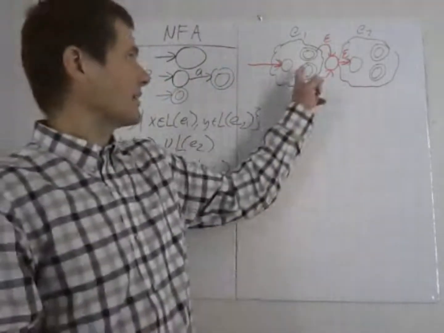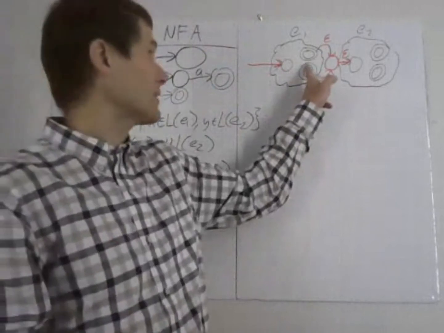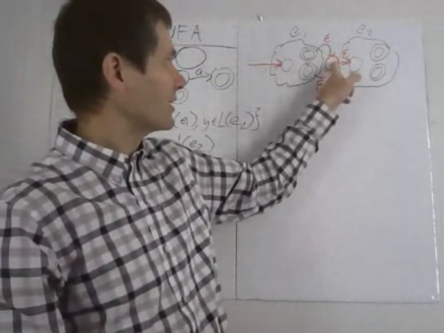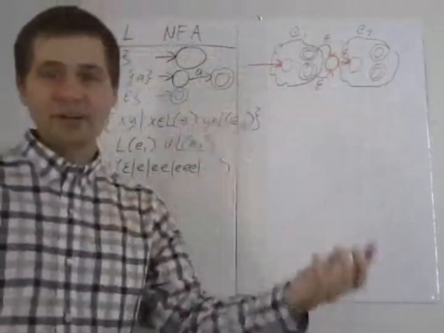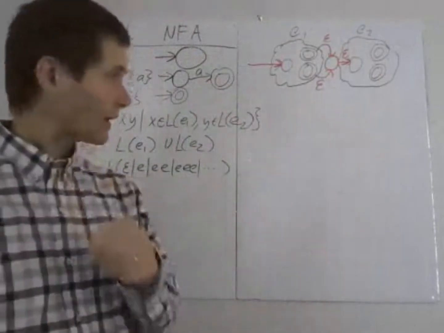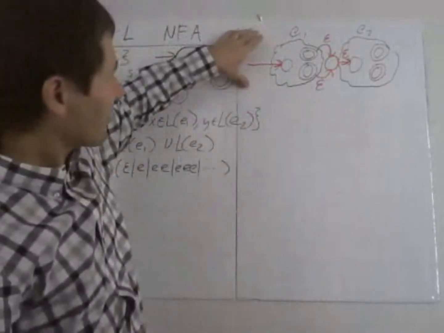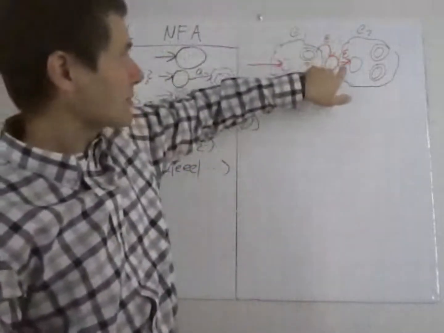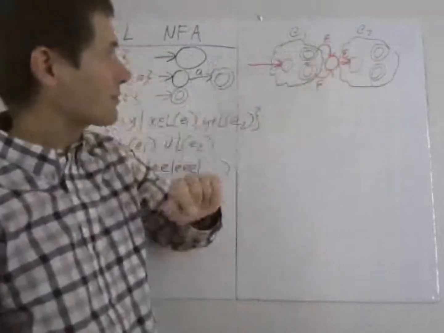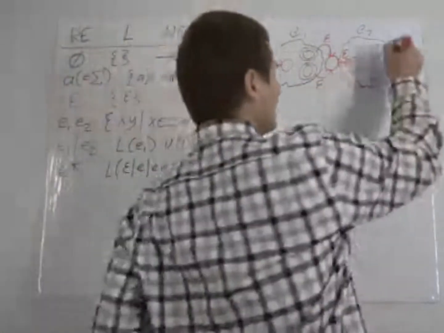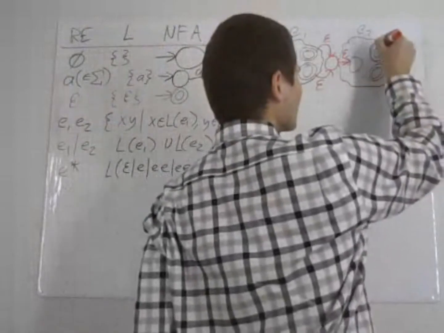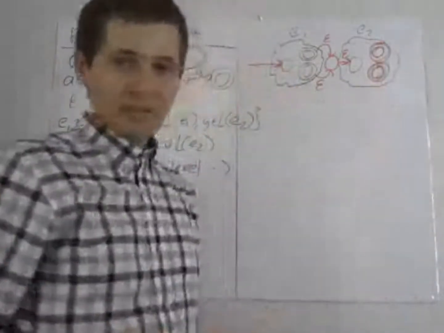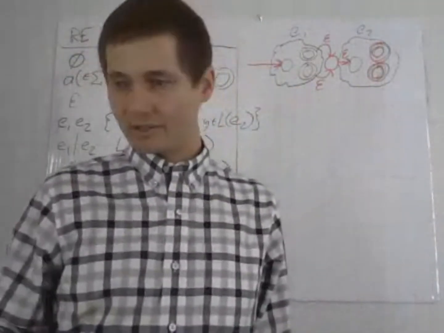Okay, so the idea is that if you're in any of the accepting states of E1, you can take these epsilon transitions to go here and then to the start state of E2. So if I have a word where I run E1 and then at some point I'm in an accepting state, I can switch over to E2. And then if E2 ends up in an accepting state, the accepting states of the overall NFA become the accepting states of E2.